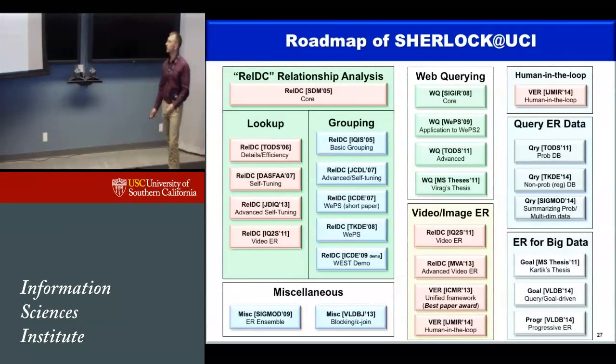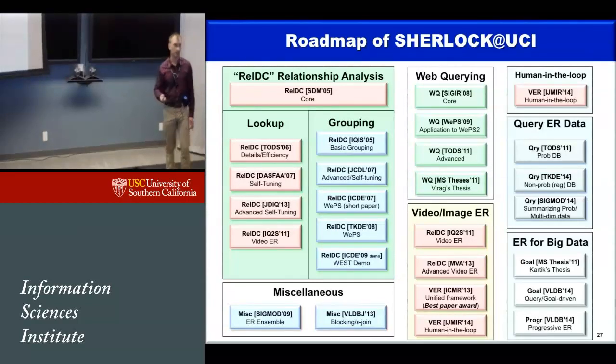This is the roadmap of Project Sherlock. It explains the different sub areas that we looked into. One of the big sub areas is using the entity relationship graph as additional evidence to improve the quality of entity resolution. We work on both lookup and grouping, and we applied it to a bunch of different problems: the classic entity resolution problem, and also the problem of web people search.